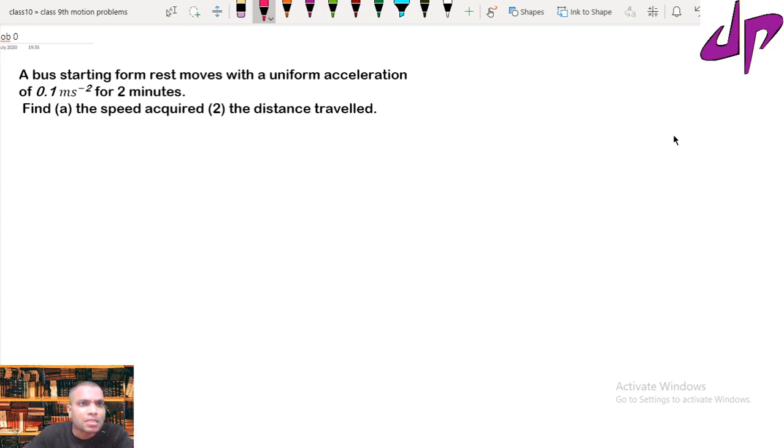The problem says a bus starting from rest moves with a uniform acceleration 0.1 meter per second square for 2 minutes. Find the speed acquired, that is the first one, and the second one, the distance traveled. Whenever you read a problem, try to get what the values are given. Here the given values are uniform acceleration, which means the acceleration value is given, and time is given. Sometimes the values can't be seen directly, but we can see a phrase here, the bus starting from rest. So if the bus is at rest, it also gives a certain value.